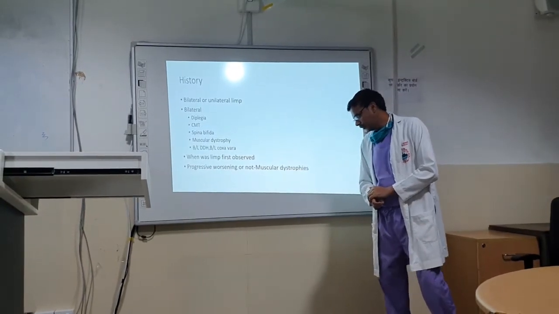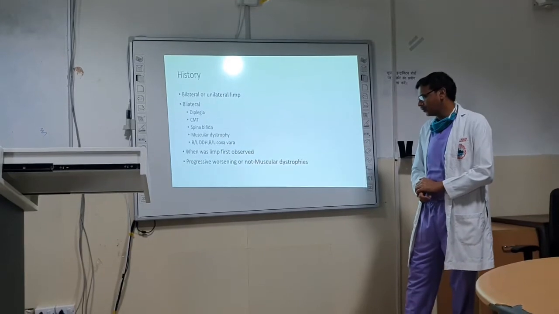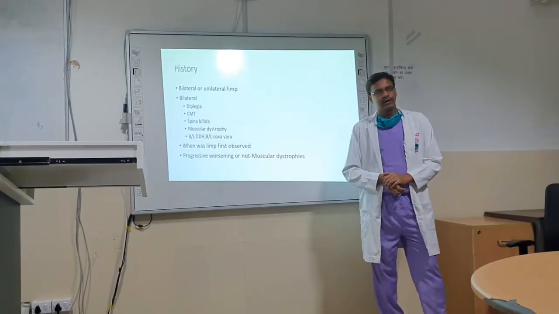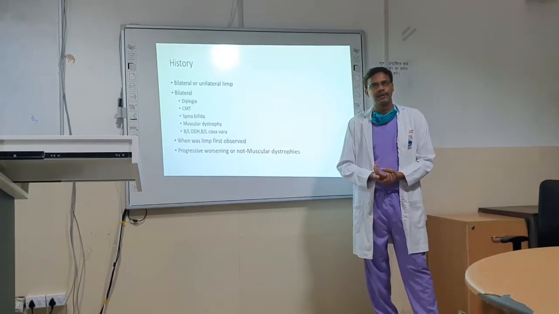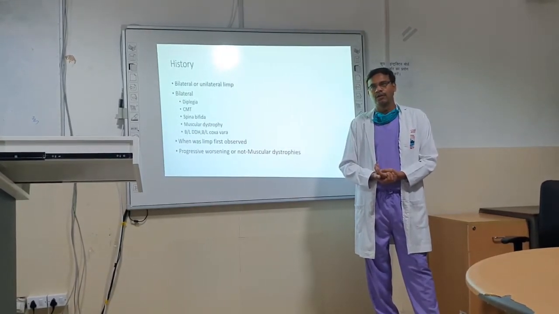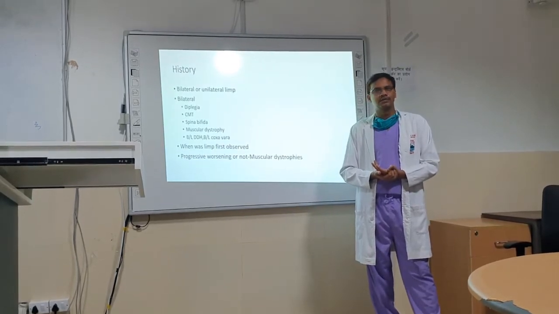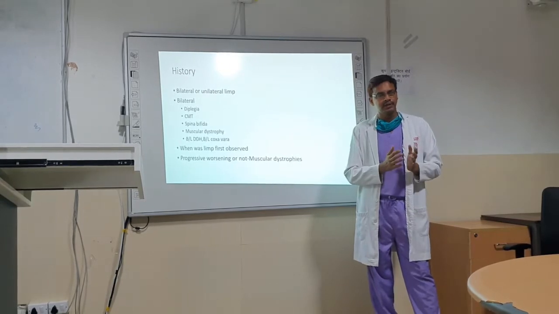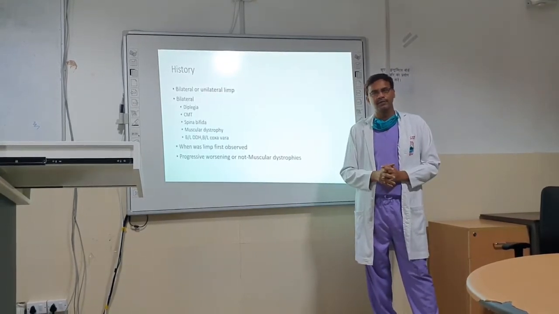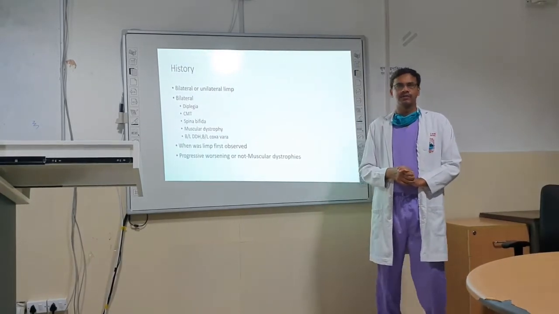Now the next point in evaluation history is whether it is progressively worsening or not. Again, in muscular dystrophies, there will be progressive worsening of the limping. And also if diplegia is not taken care of at an appropriate age, it may progress and ultimately the child may land up in a crouch gait. So these are the important points in history.